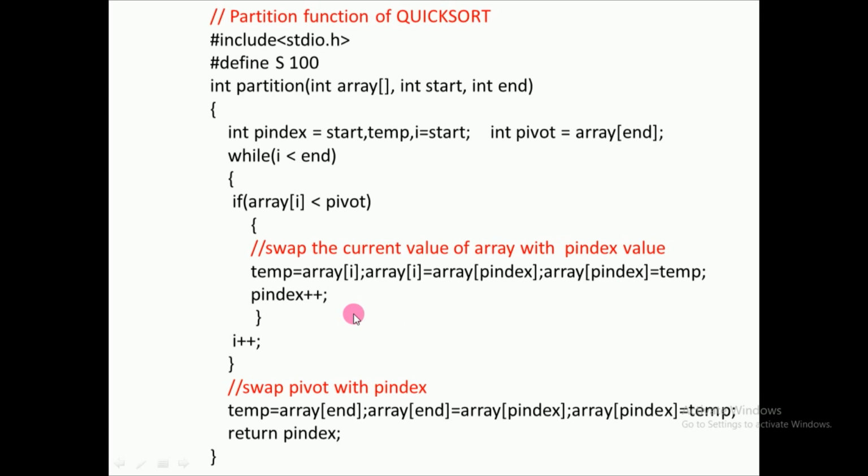I have not taken any other process. Even we can call a separate swapping function here, but again it confuses. So I have taken that swapping process here only by taking one extra variable. Then p index is incremented by 1 and after the if statement I is incremented by 1, as we have seen in the example clearly. Then at the end of the while loop it will swap the pivot element with the p index value. Again there is a swapping process, and at the end it returns the p index value back to the quicksort function.